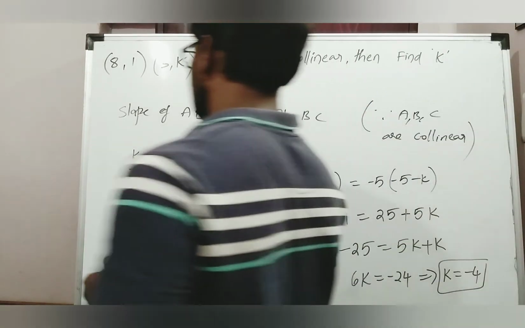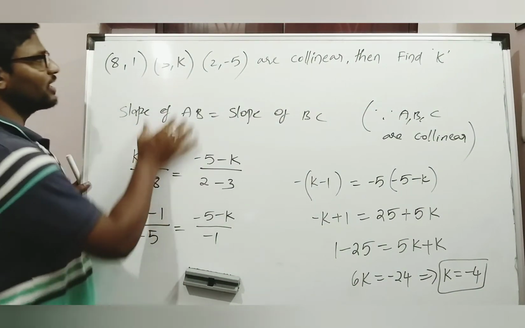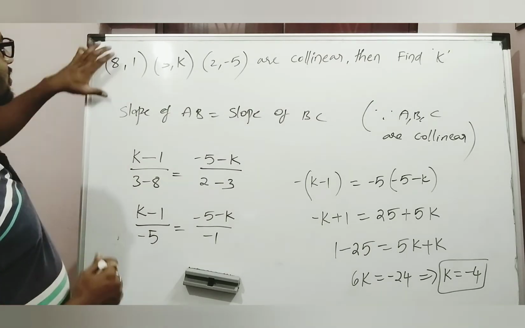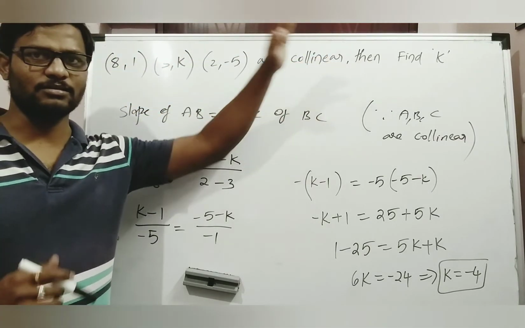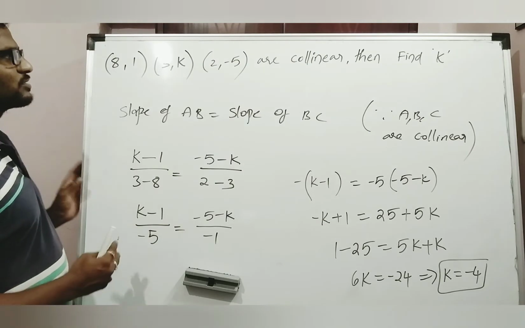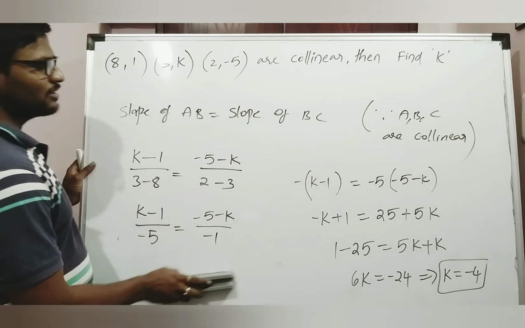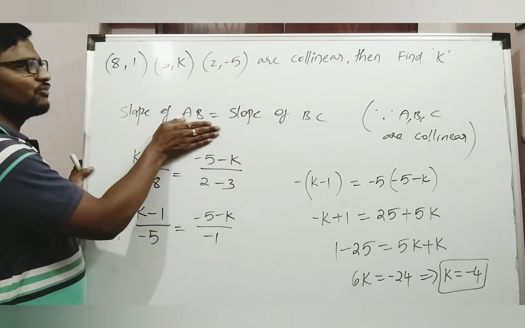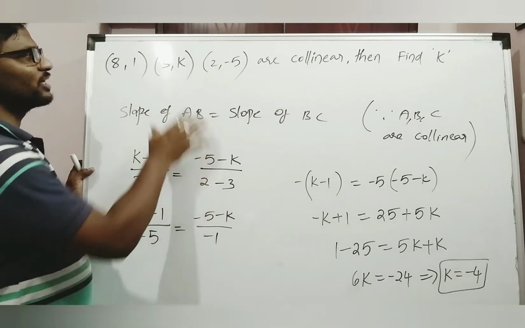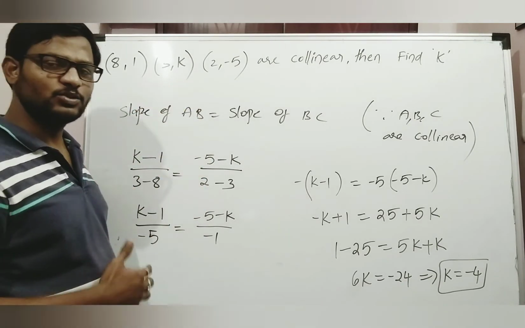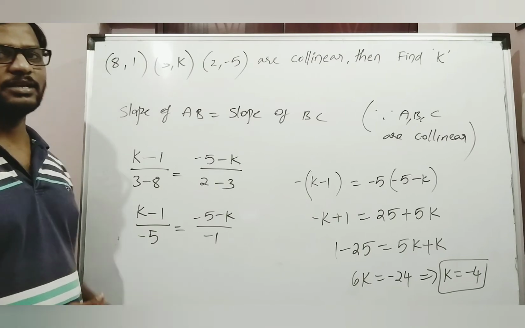Okay. So by the slope formula we can find the missing value when 3 points are collinear. I hope you understood all the 3 methods, and I suggest the slope formula is the best method to find the missing value and to verify whether the points are collinear or not.